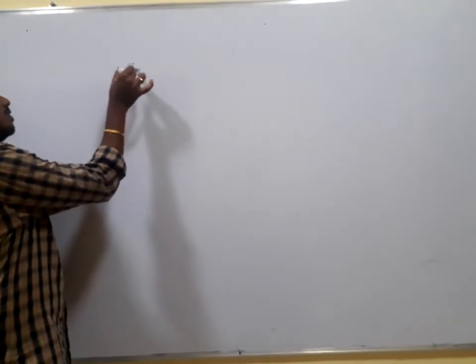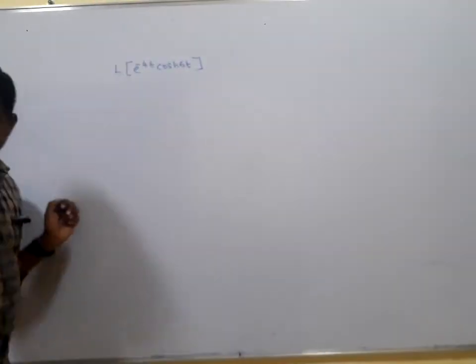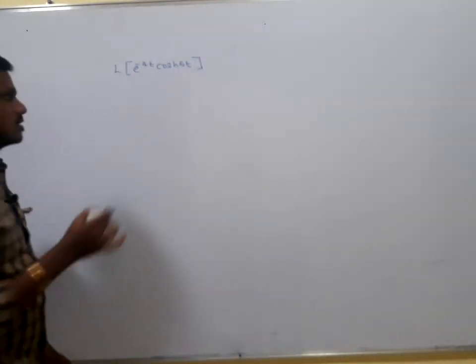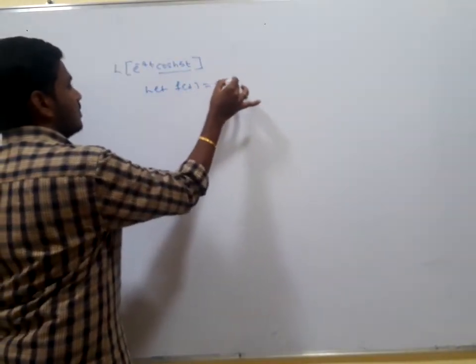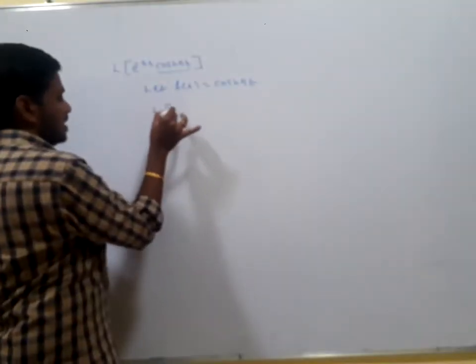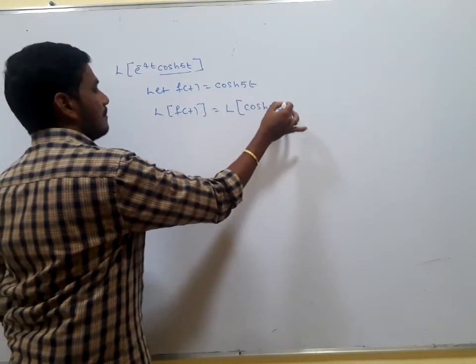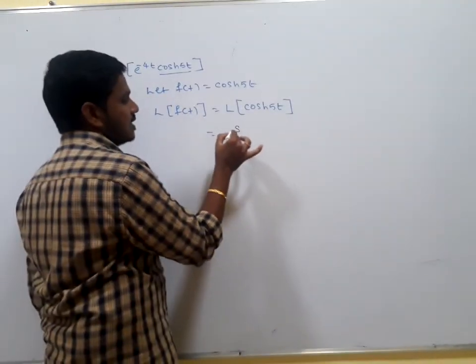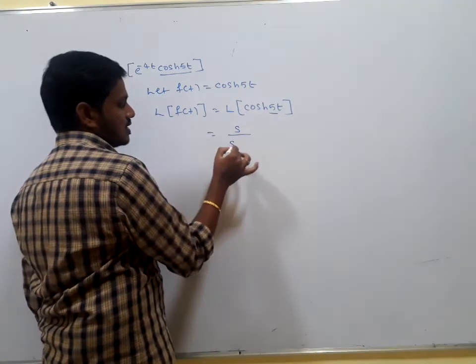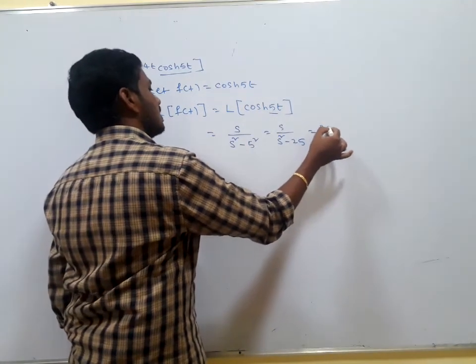Next, the second one: the Laplace transform of e to the power of minus 4t cosh 5t. Cosh 5t, right. This can be taken as f of t. Let f of t equal cosh 5t. Now the Laplace transform of f of t is equal to the Laplace transform of cosh 5t. We know that the Laplace transform of cosh at is equal to what? S divided by s square minus a square. Here it is s square minus 5 square, which is s divided by s square minus 25. This is F of s.